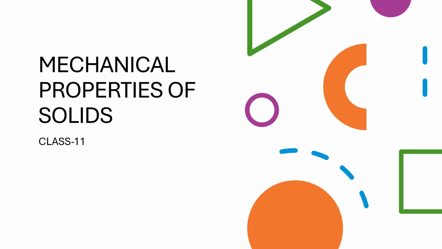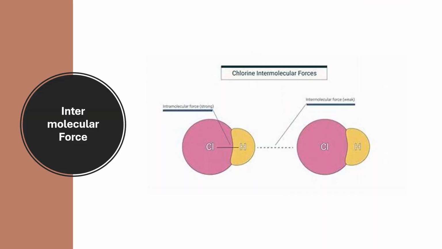Today we will be discussing the chapter Mechanical Properties of Solids, class 11. So first we'll be discussing the intermolecular force. In a solid, atoms and molecules are arranged in such a way that each molecule is acted upon by the forces due to the neighboring molecules. These forces are known as intermolecular forces.